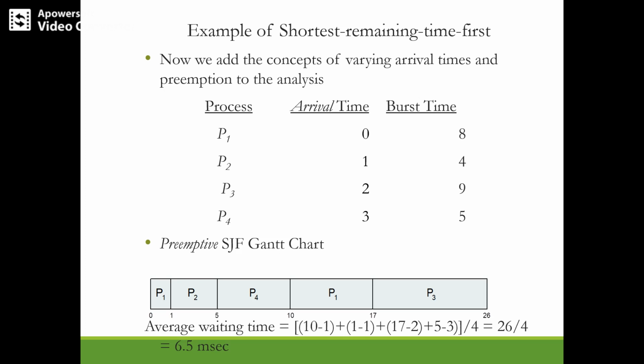So if we try to calculate the average waiting time for this particular process, we get 10 minus 1 plus 1 minus 1 plus 17 minus 2 plus 5 minus 3, whole divided by the number of processes. Here the number of processes is 4. So you just divide by 4, which equals 26 by 4, that is around 6.5 milliseconds.